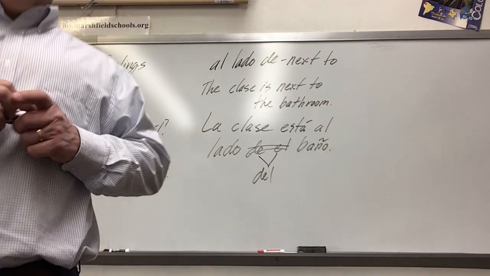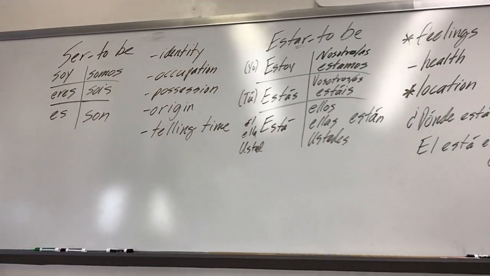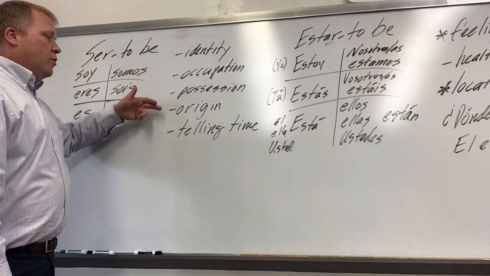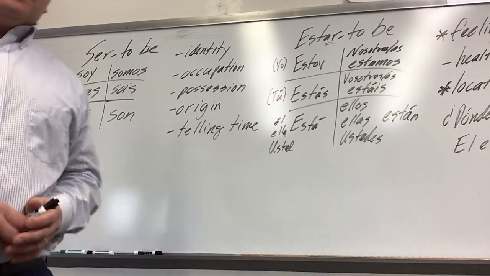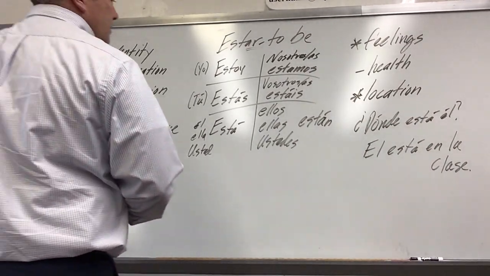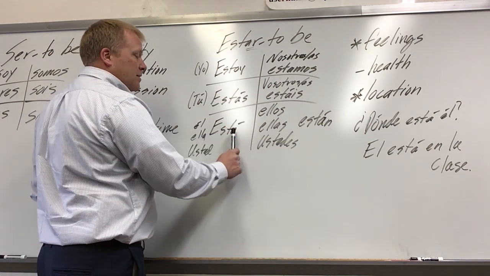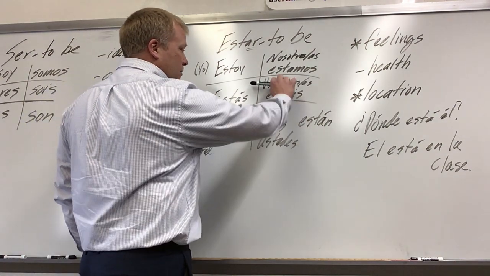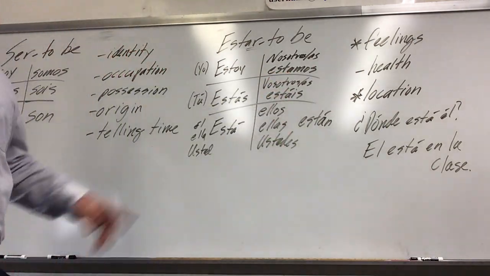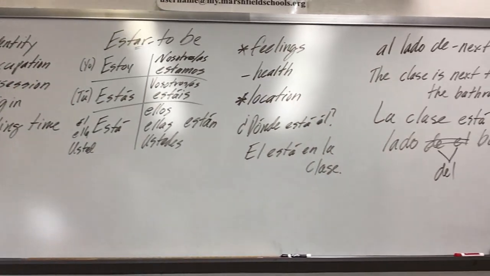So we only make that contraction when we have de and el. Okay, just to review here, sliding this cart back, we use ser, soy, eres, es, somos, son, with identity, occupation, possession, origin, and telling time. Estar is our new verb. It's irregular. Estoy, estás, está, estamos, estáis, están. Don't forget we have an accent on the a in estás, está, and están. So the second person and third person have accents. We use estar to talk about feelings, health, and location. Feelings and location are the big ones.